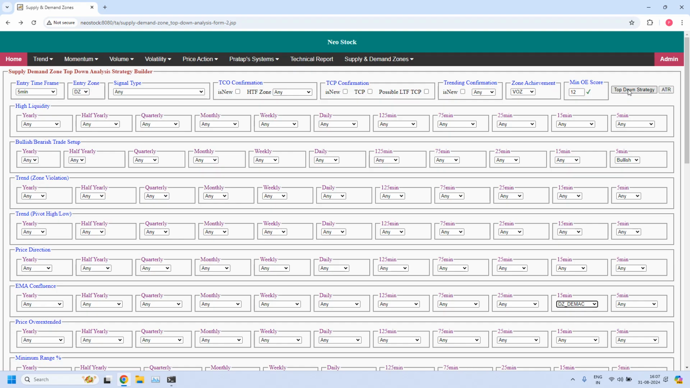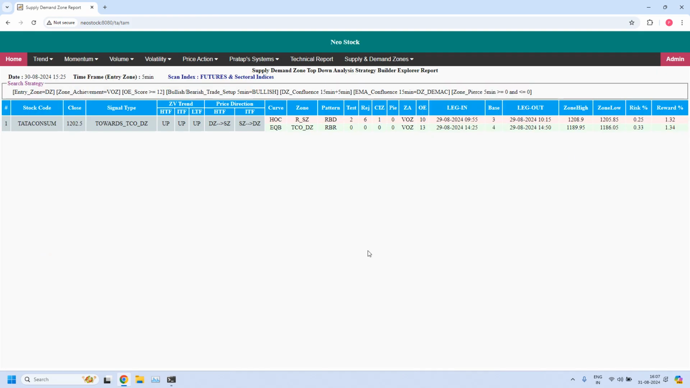Let's verify how many are filtered. Only one stock is filtered. And this 15 minute zone is having a daily EMA confluence. And the 5 minute entry zone is overlapped with this 15 minute zone. Now let's look for LTF, ITF and HTF confluence.